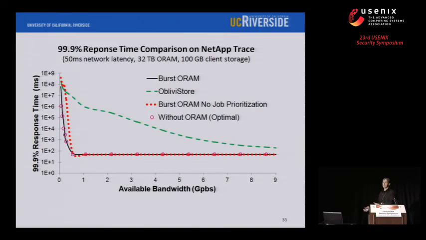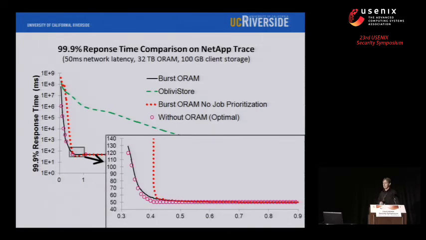With a very, very large bandwidth, the particular technique doesn't matter so much, as regardless of the size of the burst, we can handle everything in parallel. With very small bandwidth, even the technique without ORAM is going to fall behind because it just can't keep up with the rate of requests. So what you can see is Burst ORAM tracks very nicely with the optimal or without ORAM case. And oblivious store is orders of magnitude higher in terms of these 99.9% response times, just because it doesn't do anything to accommodate these bursts, and so it'll get behind on requests right away.